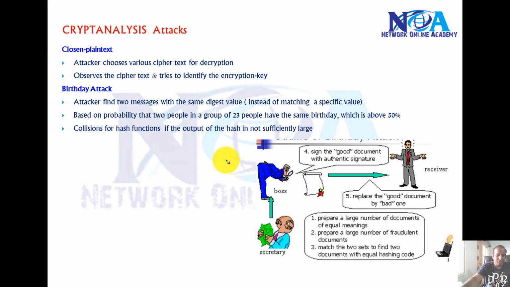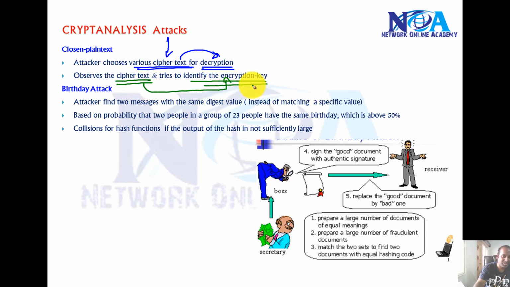Again, chosen ciphertext is more similar to the previous one, where the attacker chooses different types of ciphertext, decrypts them, and then observes the results and tries to identify the encryption keys.